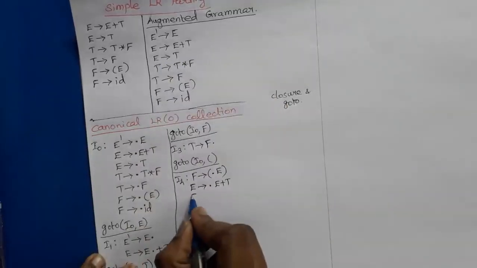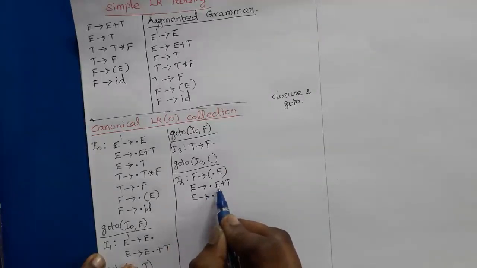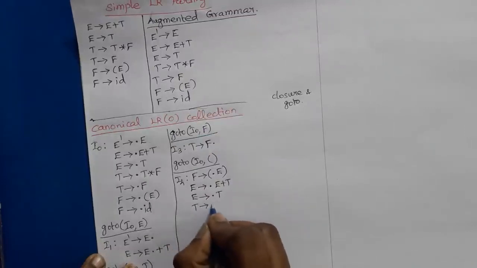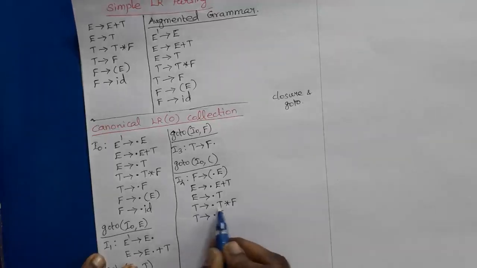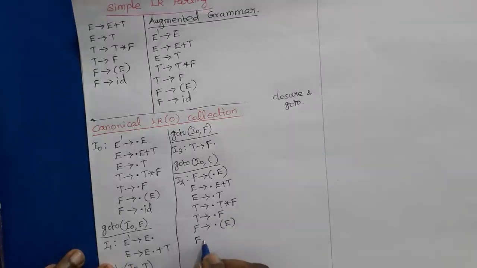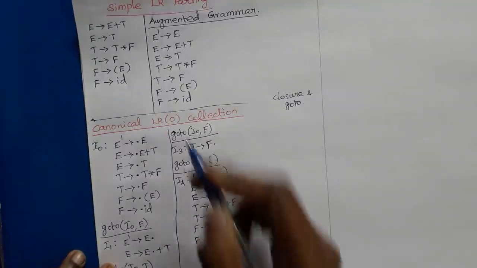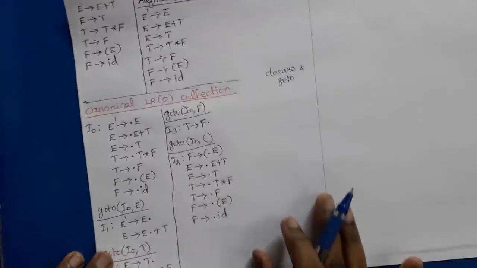Then E tends to dot T. Then in the second production, check dot followed by a non-terminal. Yes, but we have already included both the E productions. Then here dot followed by a non-terminal T. So include both the T productions with dot. Then dot followed by T, we have included T productions. Then dot followed by F. So F tends to dot open E close and F tends to dot ID. We have included both the F productions. Then dot followed by terminal symbol, and here also dot is followed by a terminal symbol. So I4 has these set of productions.